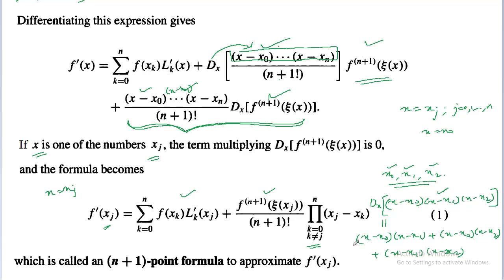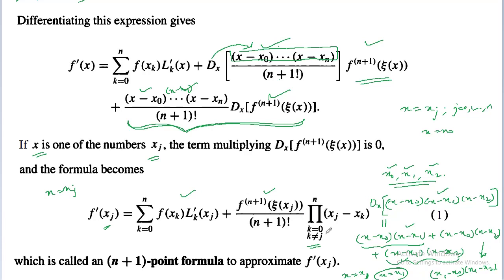Now if we are replacing x by some xj, let it be x1. If x is equal to x1, then we know this term will be 0, because we have a factor x minus x1. So when we replace x by x1, this will be 0, and this also will be 0. So this term will also be 0. So the remaining term will be this x minus x0 into x minus x2, right? So that is x1 minus x0. When we replace x equal to x1, we have only this value, x1 minus x0 into x1 minus x2. Okay, this only we have.